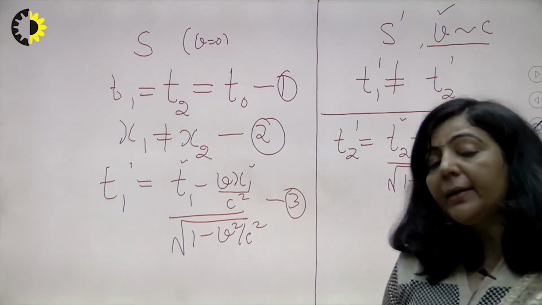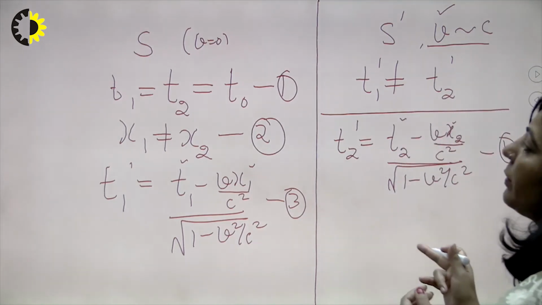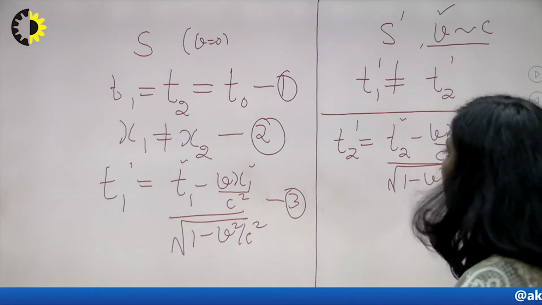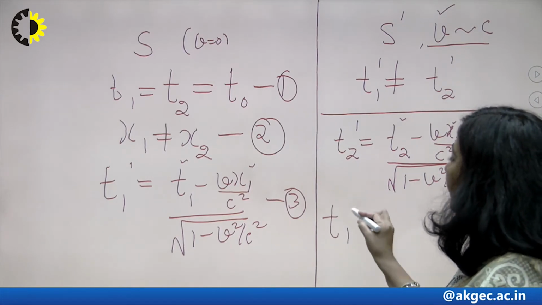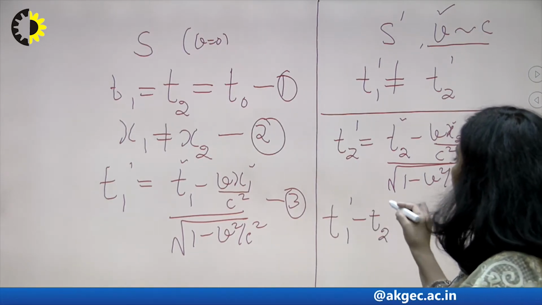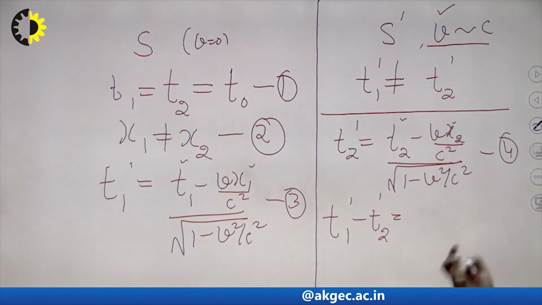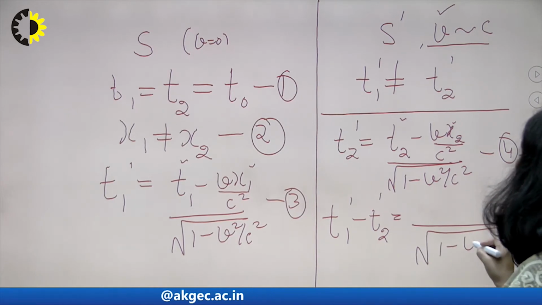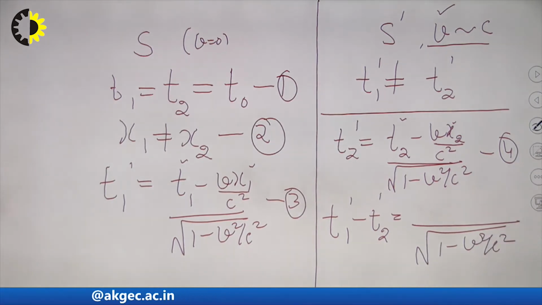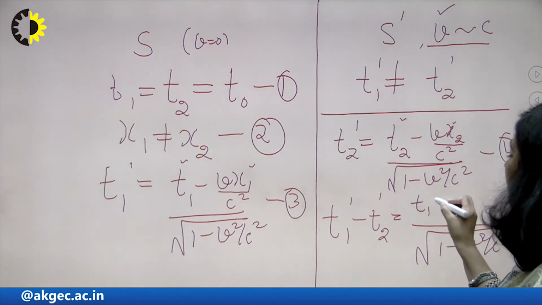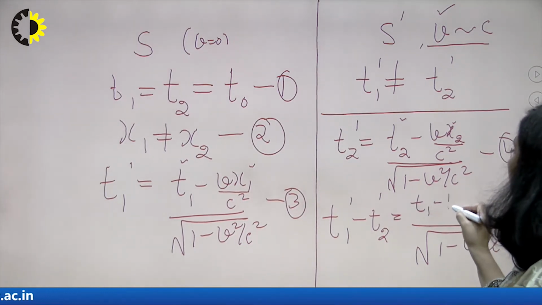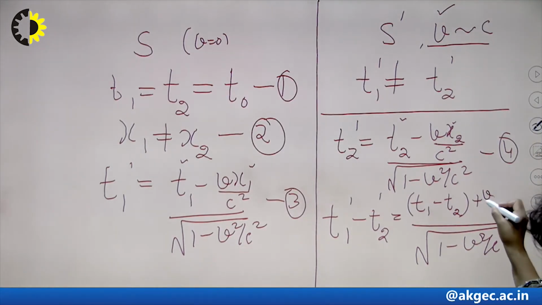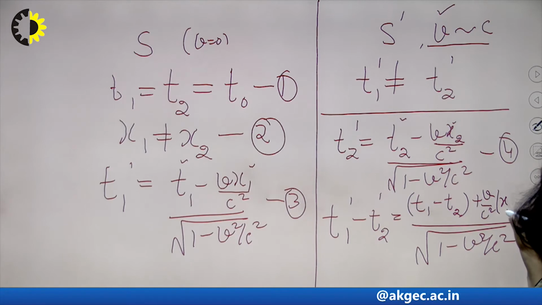And how are you writing those equations? You are writing these equations using the time transformation, using the Lorentz equations. So you can find t1 dash minus t2 dash using 3 and 4. This is your 3, this one is 4. You can see here the LCM of these two terms will be root 1 minus V square upon c square, and when you simplify it, you will get here t1 minus t2, and the second factor will be V upon c square into x2 minus x1, right?